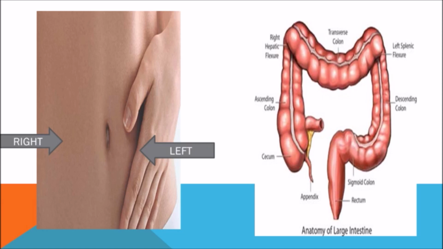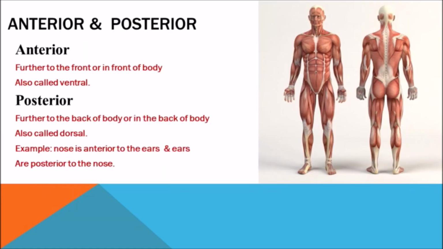So this is an internal structure, the large intestine. If we talk about the left and right sides of the large intestine, we will say that the descending colon is the left part of the large intestine and the ascending colon is the right part of the large intestine. So by left and right we identify the location of structures and where exactly a structure is located.